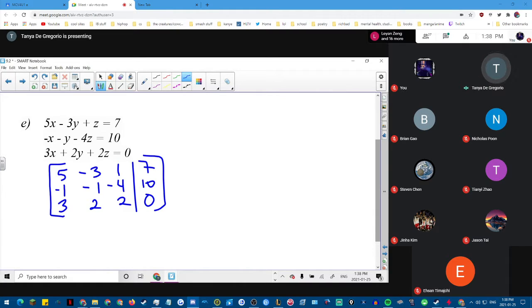So what I'm going to do, and you don't have to do this, is bring that -1, -1, -4, and 10 to the first row. So then I already have a 1 there as my x. Now, did I have to do that? You don't have to. You can just make the 5 a 0, but that's what I'm going to choose to do. So I'm going to switch rows 1 and 2.